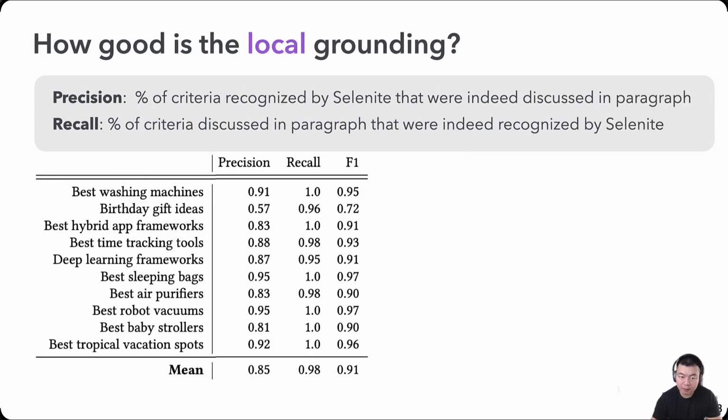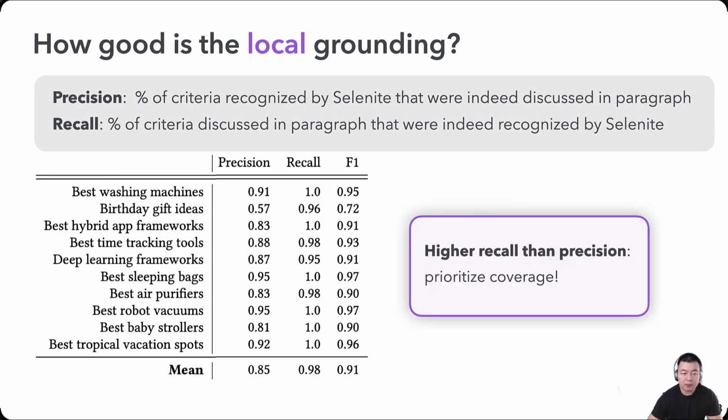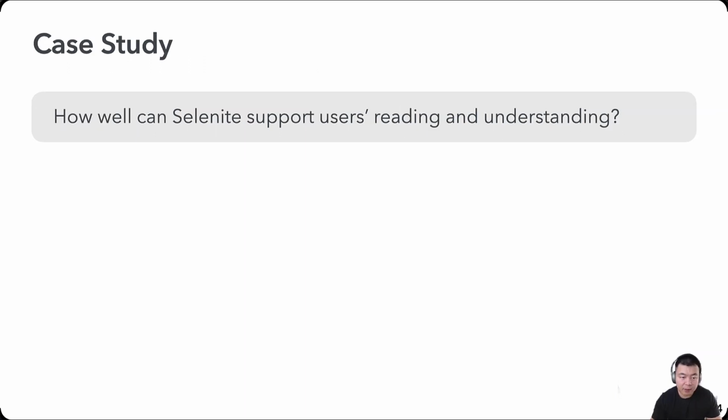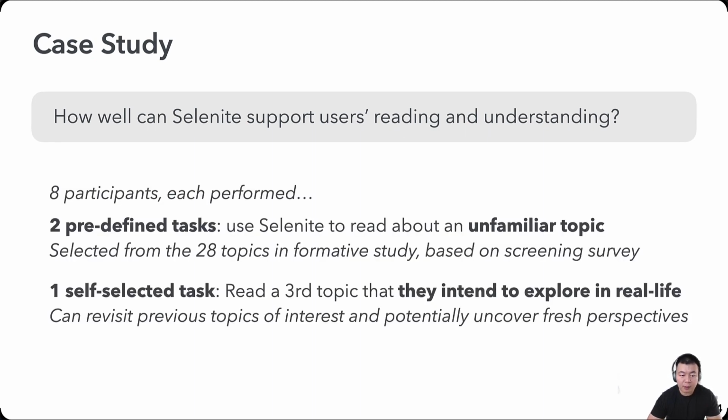As for local grounding, we saw near perfect recall and pretty high precision almost everywhere. We did intentionally prioritize recall so people wouldn't miss out information by mistake. Now that the Selenite quality is good, we can ask a follow-up question: how well can Selenite support users reading and sense-making? We did a qualitative case study with 8 participants. Each made sense of 2 assigned unfamiliar topics and a third real-world topic they chose.